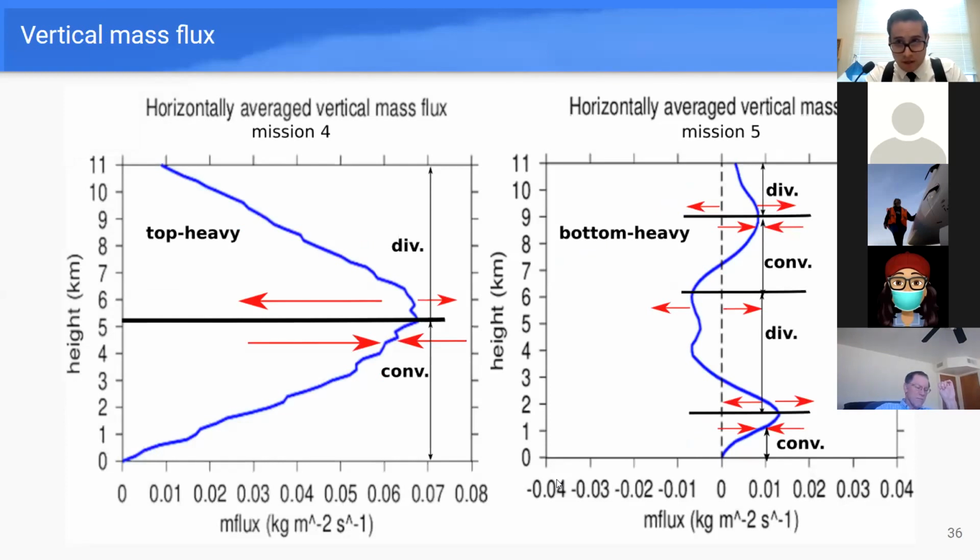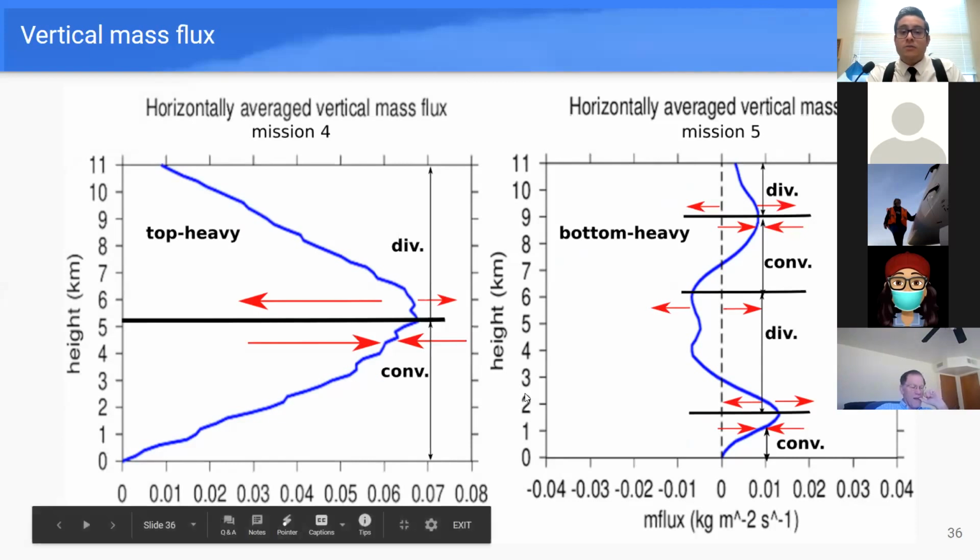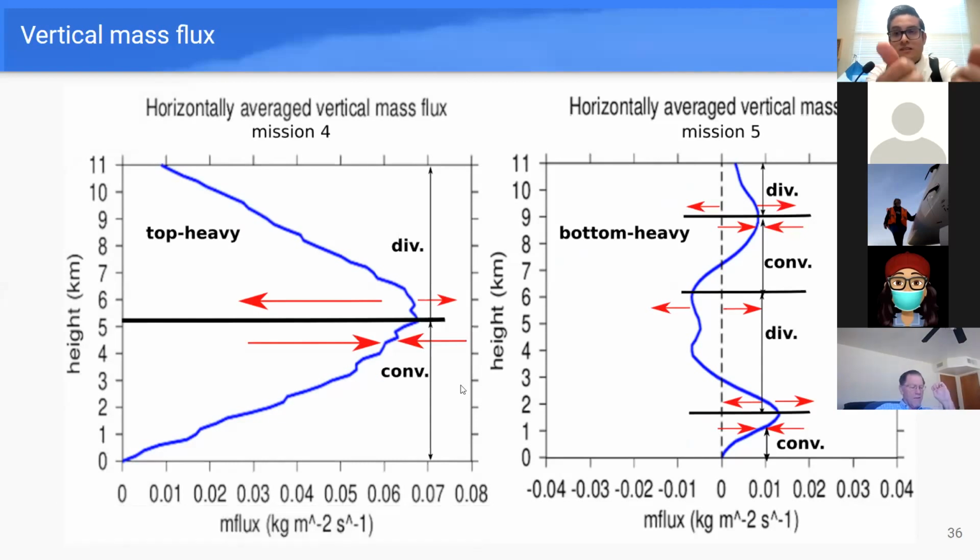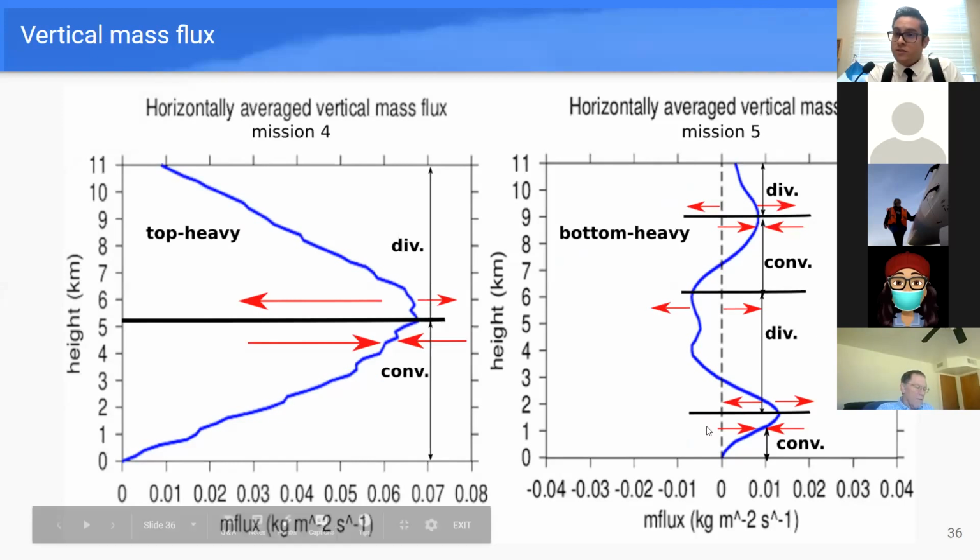Now, how does the vertical mass flux look? As predicted, it looks like this. In mission 4, where the vorticity is developed and the instability index is growing, well, it is top-heavy convection, right? There's convergence, not much at lower levels. It is much at higher levels, and it paints out in here, and it is divergent elsewhere. Whereas in mission 5, we have bottom-heavy convection, which looks like this.